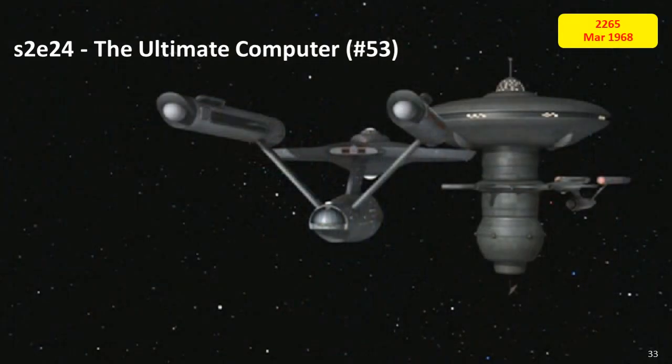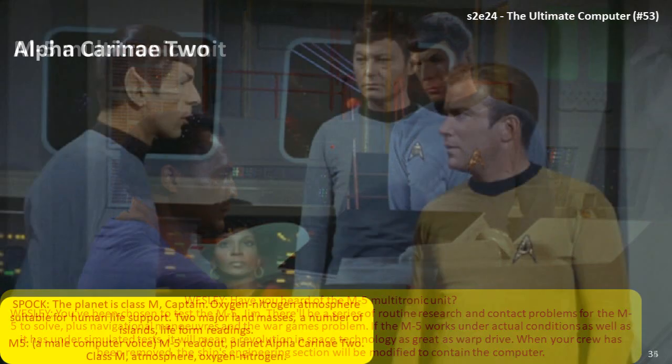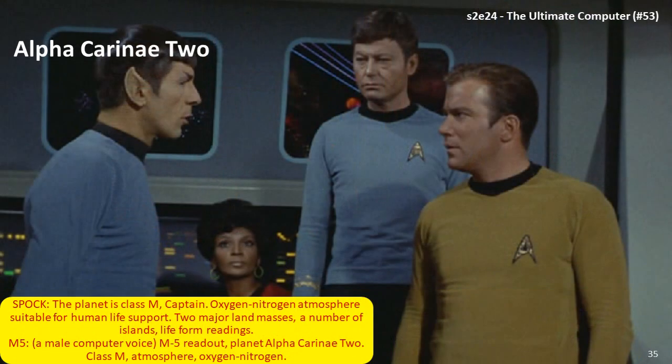The Ultimate Computer is the 24th episode of the second season. It was the 53rd episode produced. Its star date is 4720.4 and its original air date was 8th of March 1968. In the episode we are introduced to an AI called the M5 Multitronic Unit. We also discover a new planet in this episode, an uninhabited planet called Alpha Carina II.